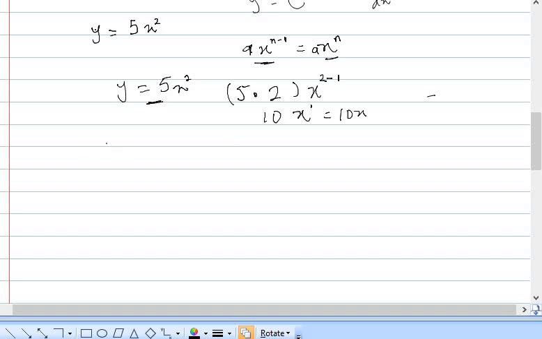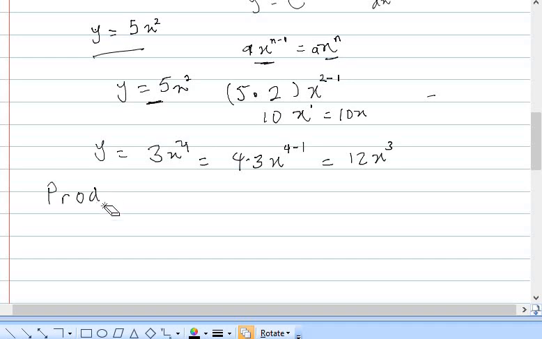Similarly, if you have y is equal to, let's say, 3x to the power of 4, we say 4 multiplied by the coefficient 3, then x raised to the power of 4 minus 1, which is 12x raised to the power of 3. So this is how it works using the formula. Now we're going to move on with the sum rule.